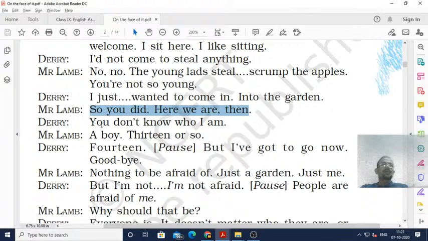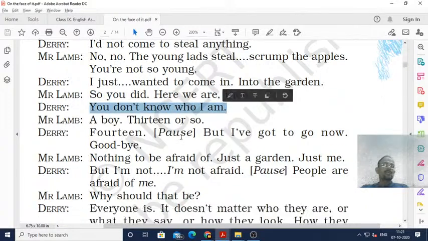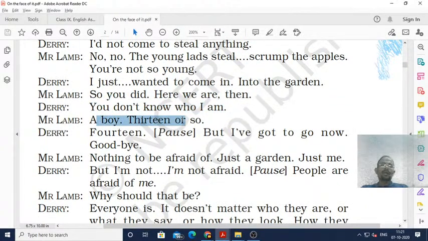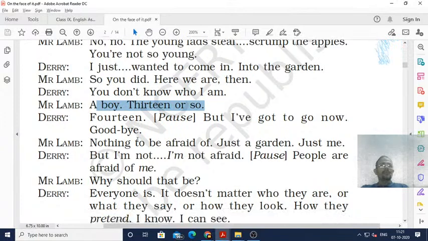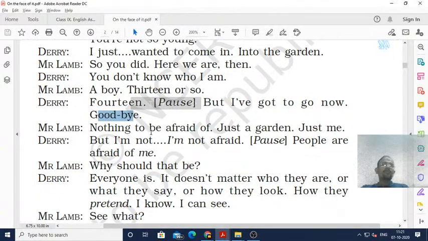Then Daddy says, you don't know who I am. Mr. Lamb, a boy, 13 or so. I think you are 13 years or so. Daddy says, no, I'm 14. But I've got to go now. Goodbye. He bids farewell to Mr. Lamb. Mr. Lamb says, nothing to be afraid of.